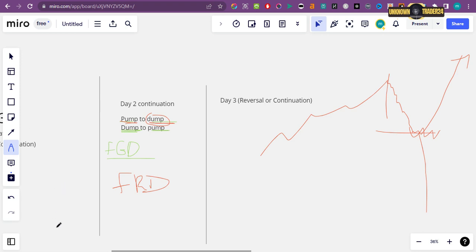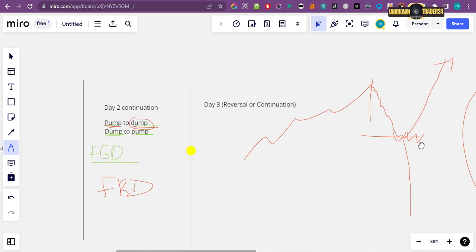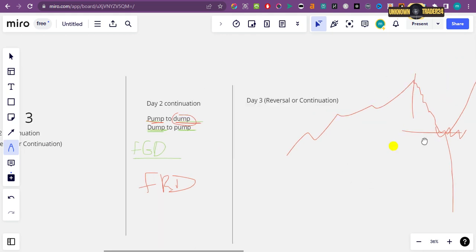Let's just go to the chart and look at something. I know this last part is incomplete, especially the pattern, but we are looking for these setups.